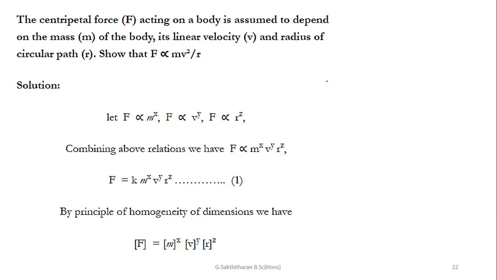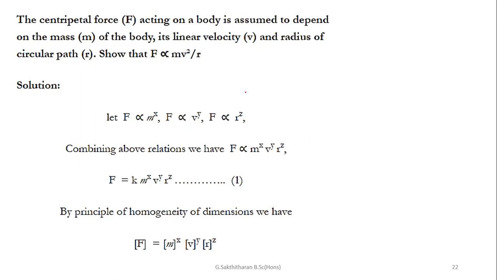So here is another example. The centrifugal force F acting on the body is assumed to depend on the mass of the body, its linear velocity v, and the radius of the circular path r. Show that... they ask for the equation of centrifugal force using the mass, velocity, and the radius of the circular path.